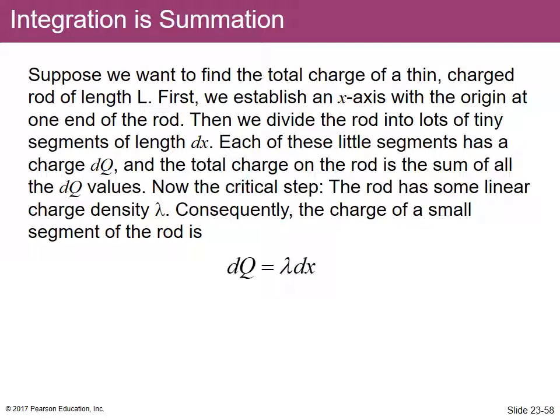Then we divide the rod into tiny segments of length dx. Each of these little segments has a charge dq, and the total charge on the rod is the sum of all the values dq. Now the critical step. The rod has some linear charge density, lambda. Consequently, the charge of a small segment of the rod, dq, is lambda dx.